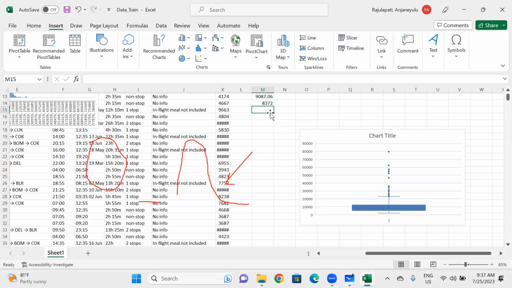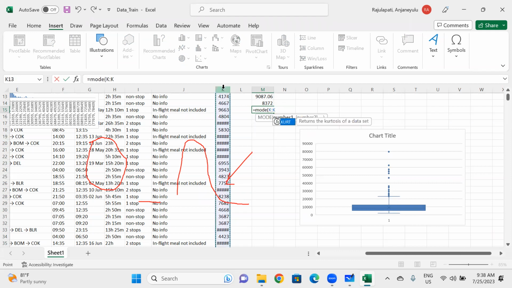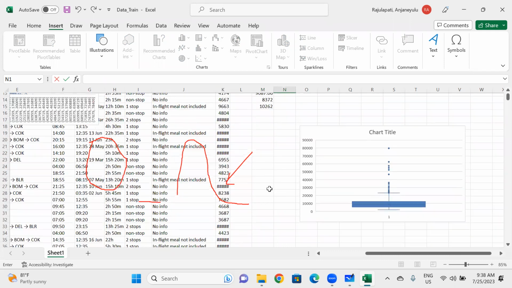If you want to find the mode also, actually the mode is not good for continuous data. It is good for categorical data, even though you can find it. This way you can find the mean, median, mode.